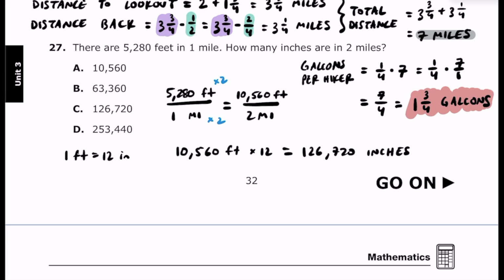Okay, now hopefully that makes sense because these are in feet and these are in inches. The number for the inches is way bigger. It's 12 times bigger, but they're also 12 times smaller. So that hopefully does make sense here. So answer choice C is going to be our answer.